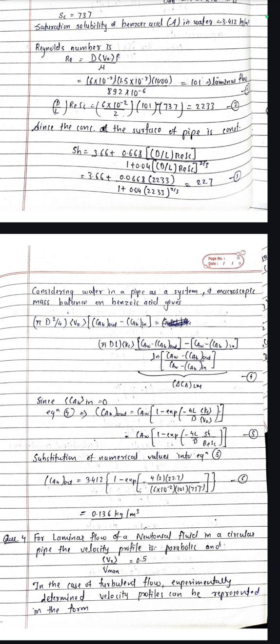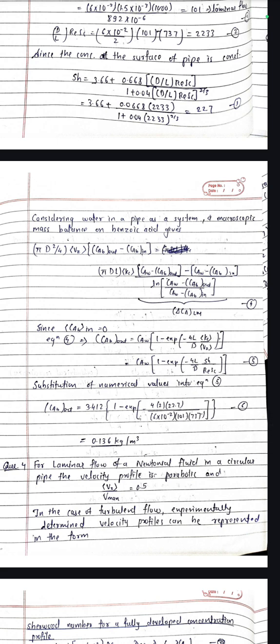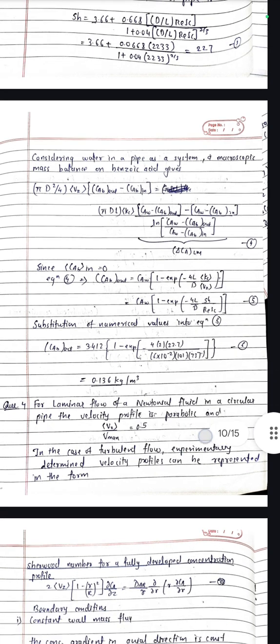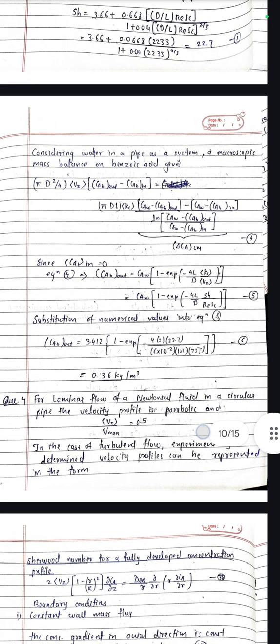And considering water in a pipe as a system, a macroscopic mass balance on benzoic acid gives pi d square by 4 into Vz into (CAB out minus CAB in) is equal to pi d L into Kc into [(CAW minus CAB out) minus (CAW minus CAB in)] divided by ln[(CAW minus CAB out) upon (CAW minus CAB in)], which we can say is delta CA log mean. Since CAB in is equal to 0, equation 4 is converted to CAB out is equal to CAW [1 minus exponential of minus 4L by D times Sh by (Re into Sc)]. Substituting all the numerical values in equation 5, we get CAB out is equal to 0.316 kg per meter cube.